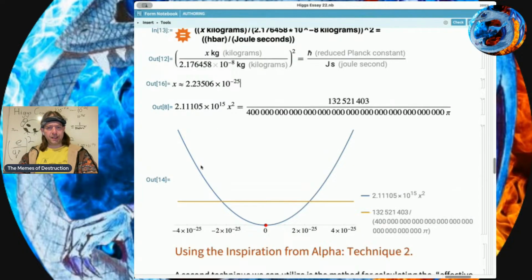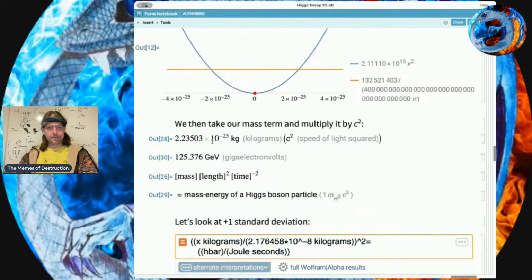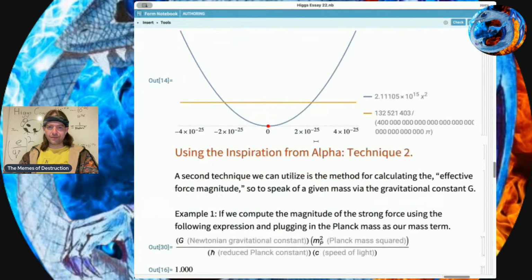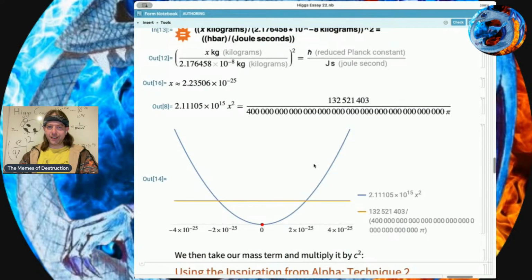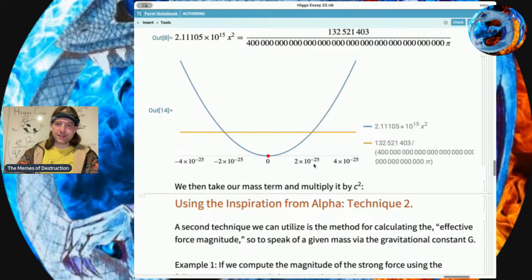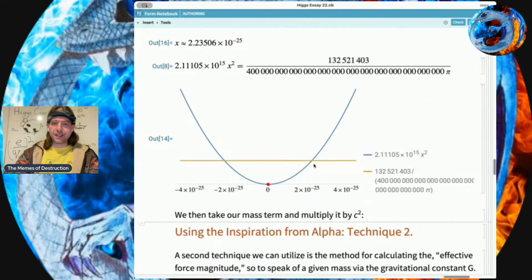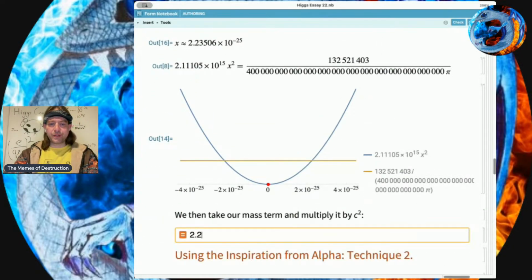Okay. Literally taking the same thing here. Master multiplied by c squared. All right. 2.2356 times 10 raised to the minus 25 kilograms.